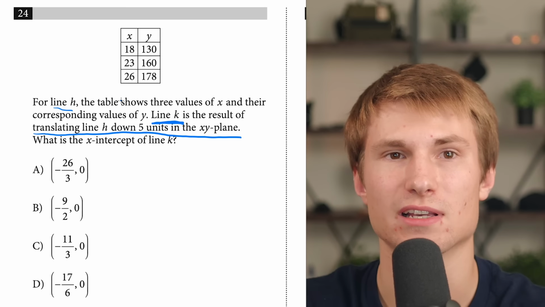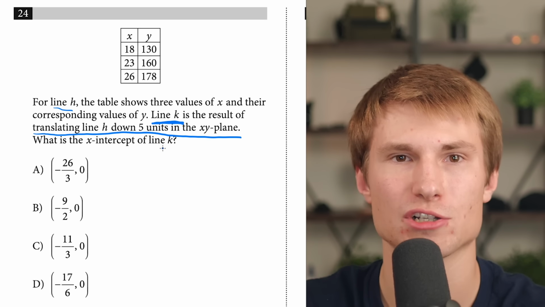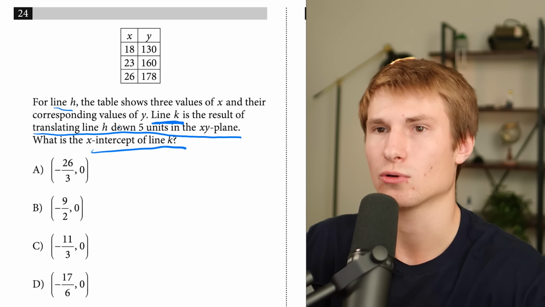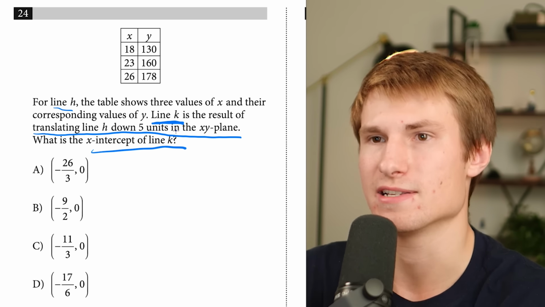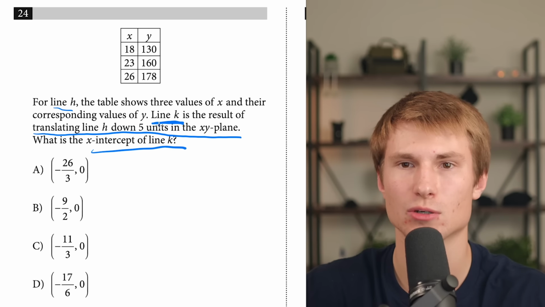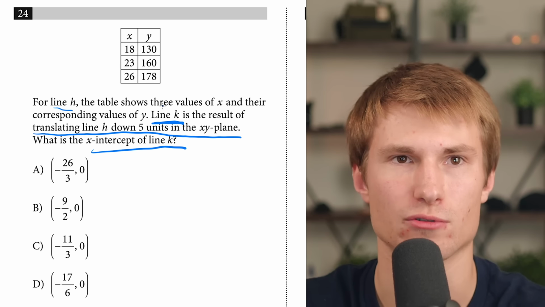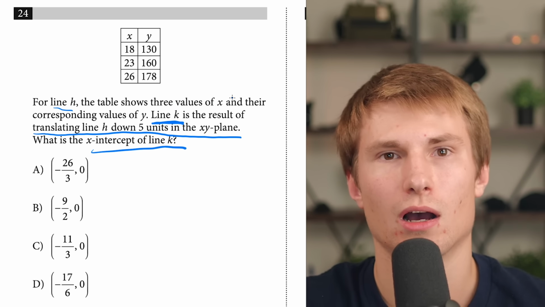Okay, in this case, we're given line H in this table, but we're asked questions about line K, right? What is the x-intercept of line K? We're told line K is line H translated down 5 units in the XY plane. So always pay super close attention to your translations on the SAT math section. It's really, really crucial. Anyways, question 24. Let's go ahead and take a look.